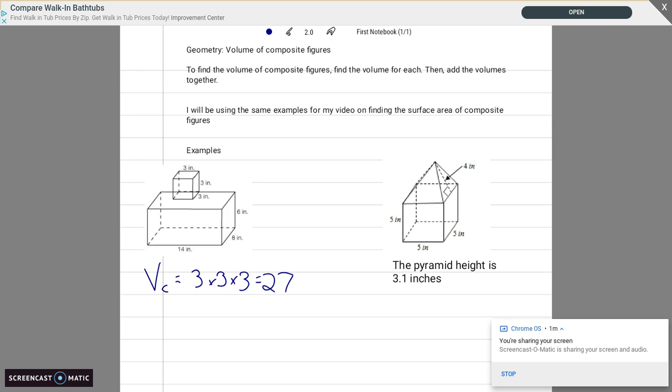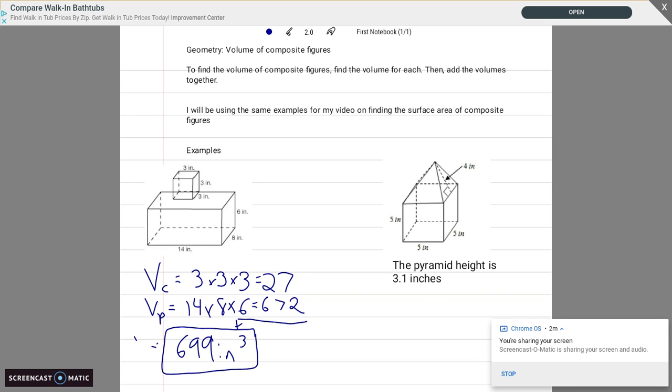I need to now find the volume of the rectangular prism. I'm going to label that with a subscript of P. So again, length times width times height, and it doesn't matter what order you do it because it is multiplication and it is commutative. So 14 times 8 times 6, and that is going to give me 672. Now, all I need to do is add them together. And my final composite volume here is going to be 699 inches cubed. And yes, it's going to be cubed since we are trying to find a volume.